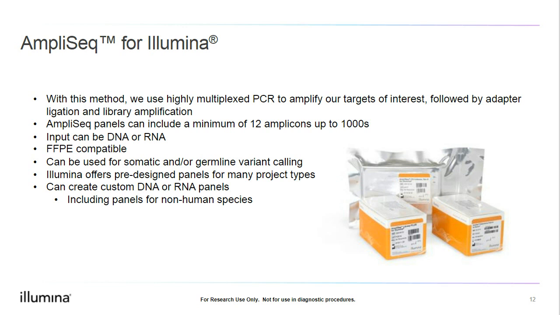We will start with AmpliSeq for Illumina. In this workflow, we use multiplex PCR to amplify our targets of interest. After this, we do adapter ligation and additional PCR amplification before sequencing.